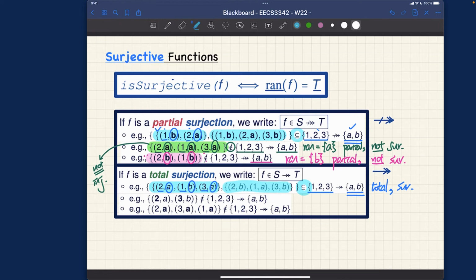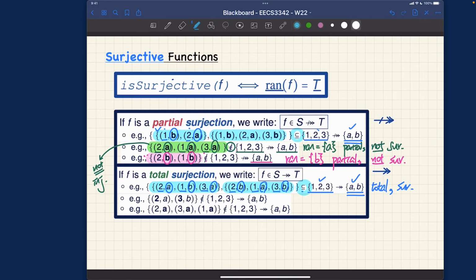Okay. And for the second one over here, is it total? 2, 1, 3. Altogether, exactly equal to the first one. And the range, is it surjective? B, A, and B. Together, it will be AB, which is exactly equal to the second set, right? They are both of them total and surjective. That's why I'm using a subset relation here, right?